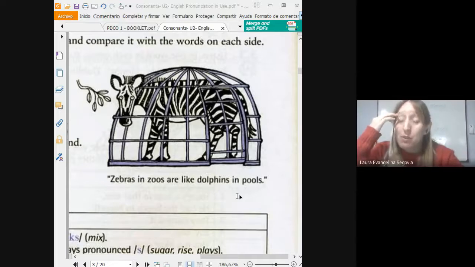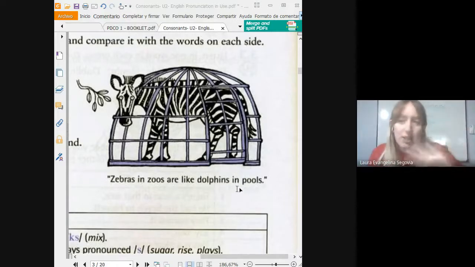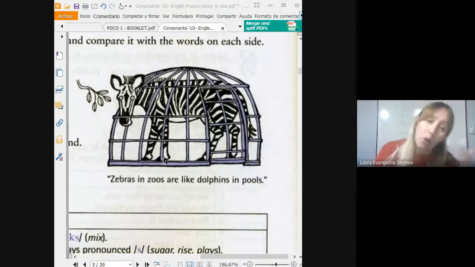When you have problems with a word or with a sound in a specific sentence, even though it is not a tongue twister, what you can do is to separate the sentence and start pronouncing the last word and then go backwards.